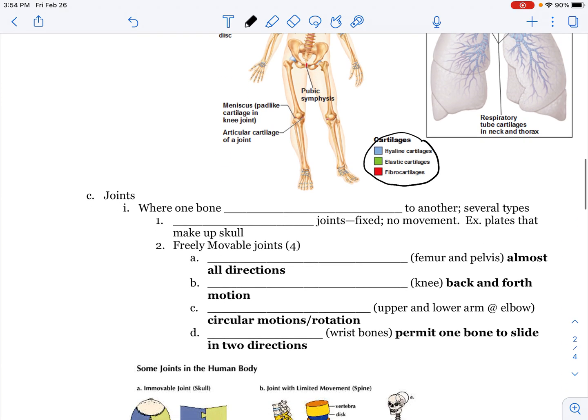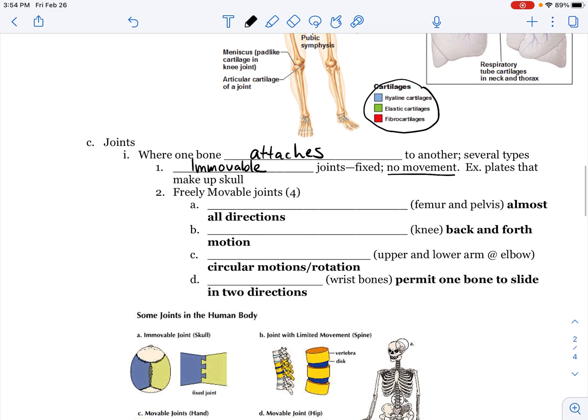A joint is where one bone attaches to another. There are several types of joints. The first is called an immovable joint, and as its name suggests, there is no movement. A great example is the plates of your skull, which were actually separate individual plates that fuse together as you grow from an infant to an older infant. So technically each of those plates is its own bone, but once they fuse, the joint is no longer movable.